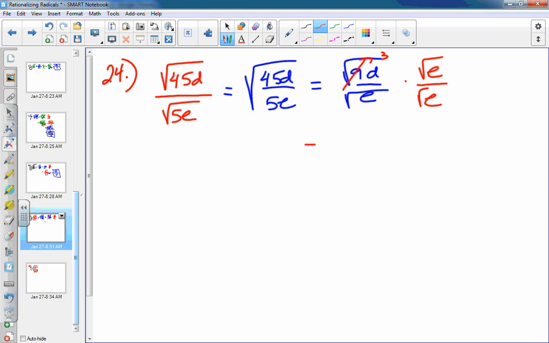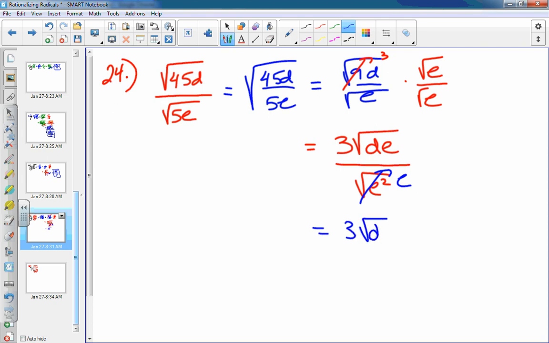That comes out as a 3, so I'm left with 3 square roots of d, e, all over what? The square root of e squared. And what does that come out as? An e to give me 3 square roots of d, e, all over e. Make sense?